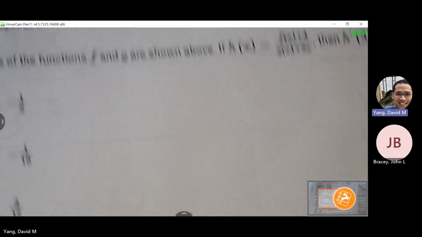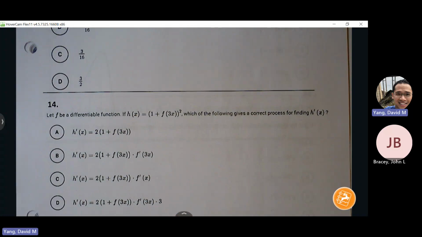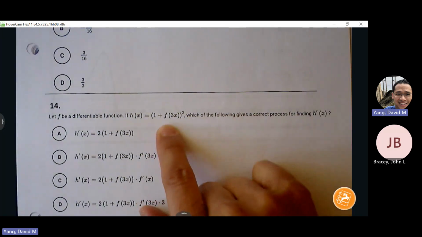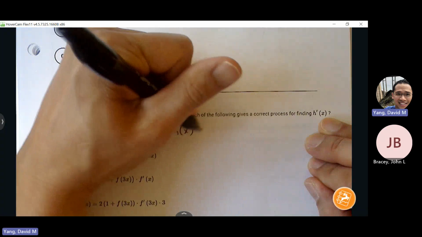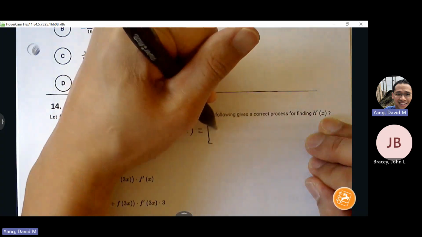At 14, which of the following is the correct process for finding h prime of x? So we recognize this as chain rule here. Outside, first, here, show brackets to show the full outside here.